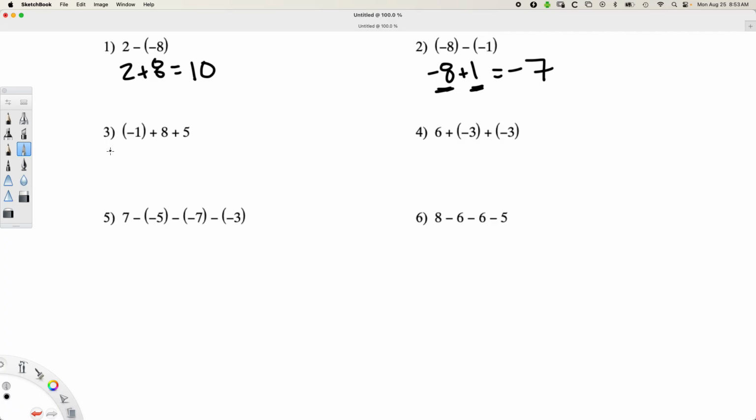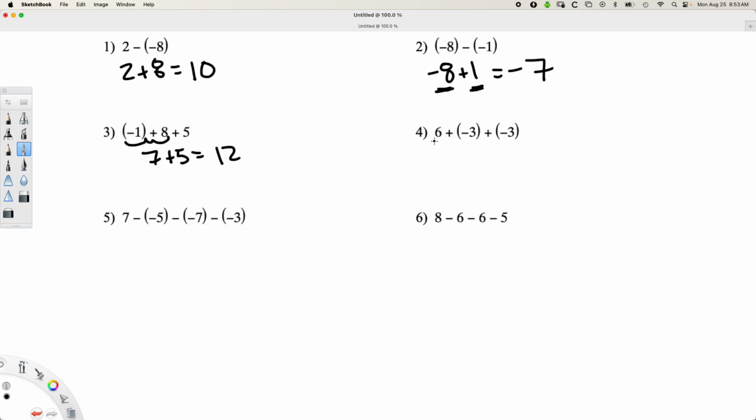For these next problems, we have more than two numbers, and so we go through our PEMDAS, and they're all addition and subtraction. So we just go from left to right, just like you read a book. So we start with negative 1 plus 8. Negative 1 plus 8 would be the same thing as 8 minus 1. So that would just be 7. 7 plus 5 would be 12.